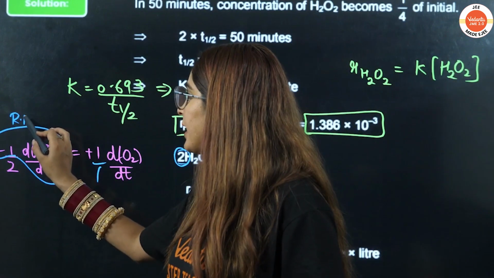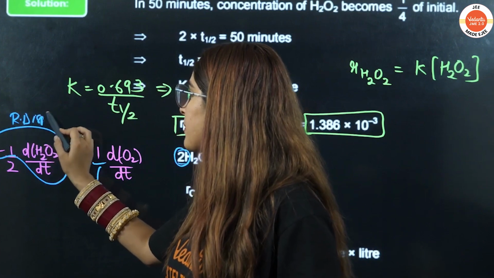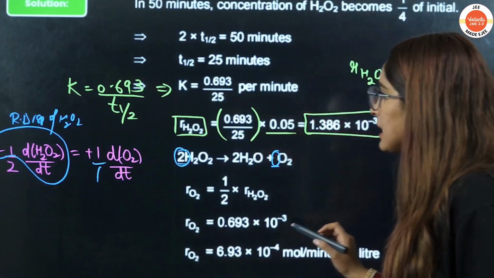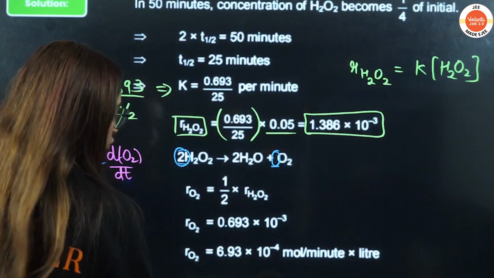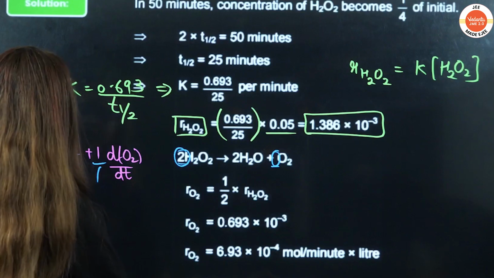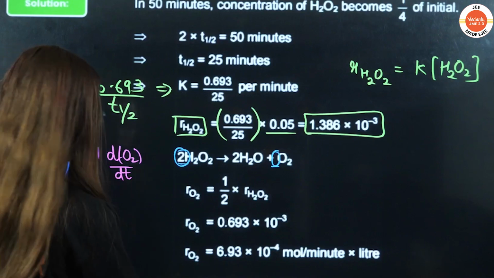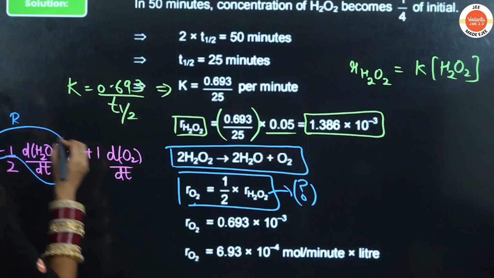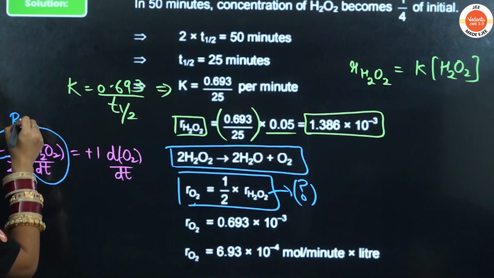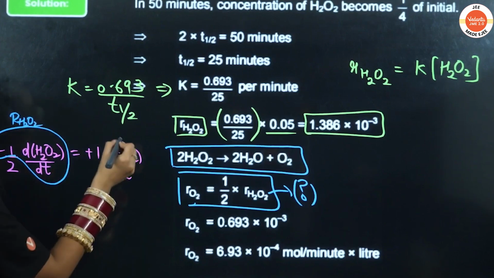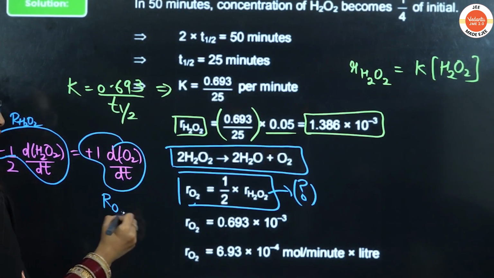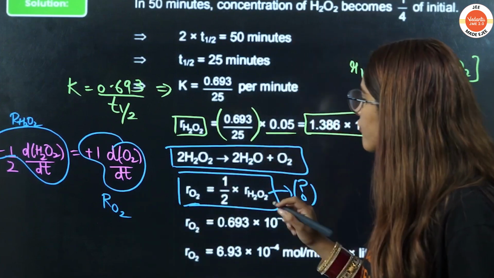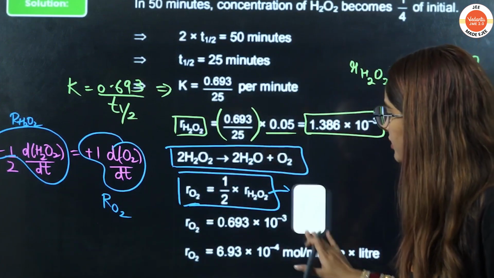So this is nothing but the rate of disappearance of H2O2. That means the rate of H2O2, right? This is the rate of H2O2. So you can just directly write it as the rate of H2O2. This is nothing but the rate of, so that is why we have equated the rate of O2 as equal to half of the rate of H2O2. That is how we got this formula.